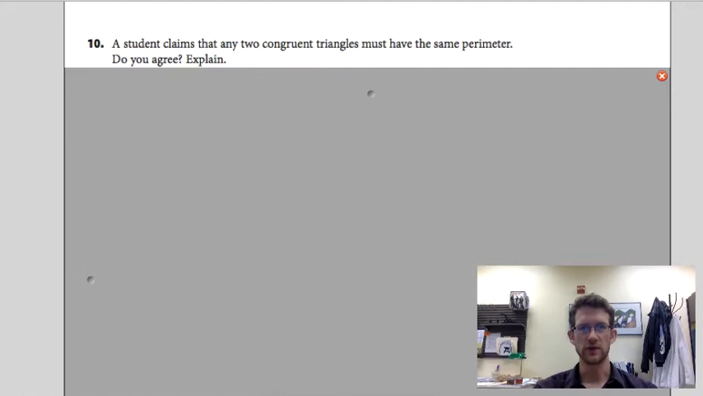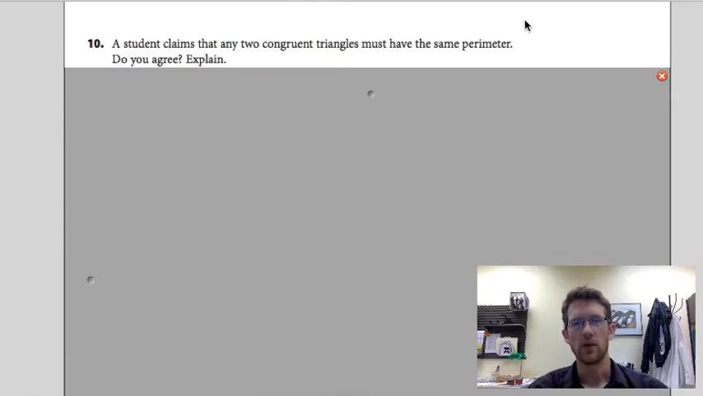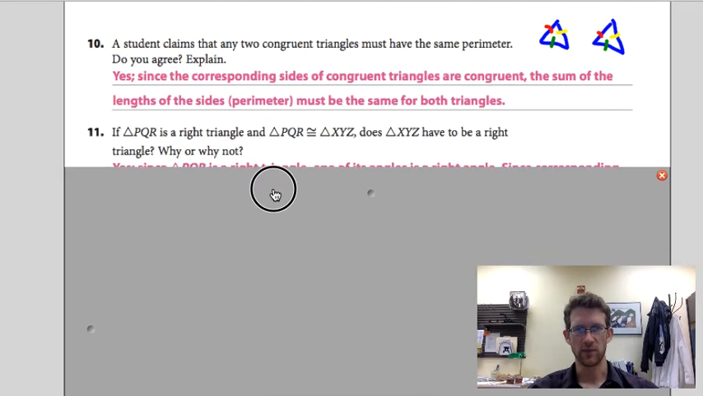Last little question here. The student claims that any two congruent triangles must have the same perimeter. Do you agree? Well, two congruent triangles. What does it mean to have the same perimeter? Well, it means all of your outside sides add up to the same value, right? So here's our two congruent triangles. We'll pretend like they're perfectly the same. Would they have the same perimeter? Is this side congruent to this side, this side congruent to this side, and this side congruent to this side? So yes, they would have the same perimeter.